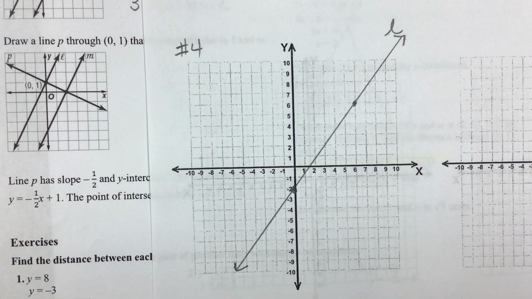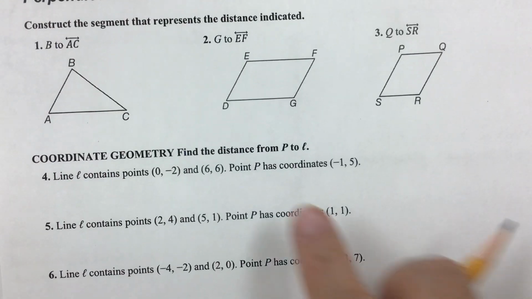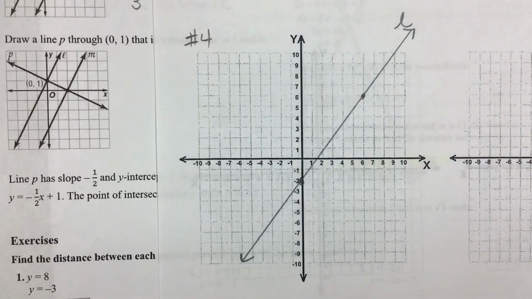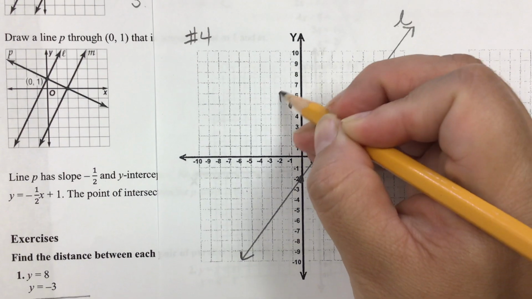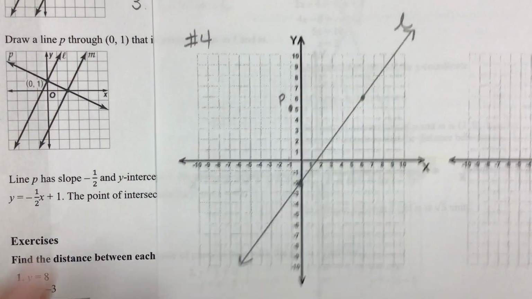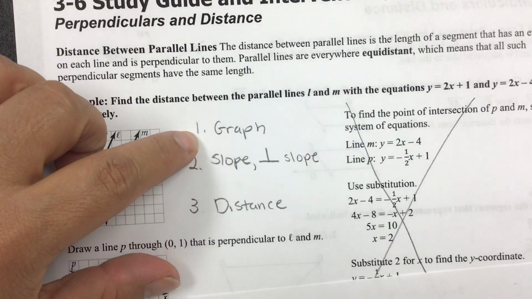The other coordinate they call P. P has the coordinate (-1, 5). (-1, 5). And we call this P. All right, so that was graphing. That was the first set of instructions I gave you.